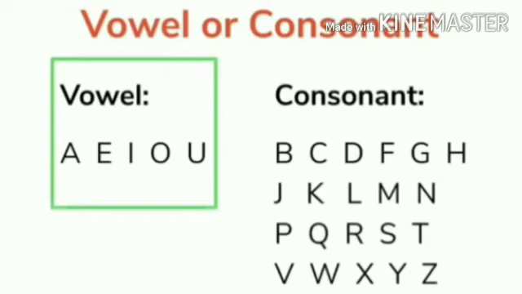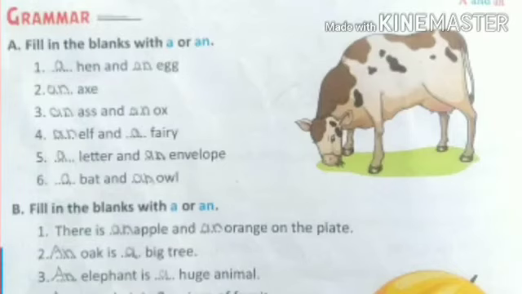And the vowels are A, E, I, O, U. For example, an apple, an elephant, an owl, an igloo, an umbrella. Right? Now, I hope you have understood the use of a and an.